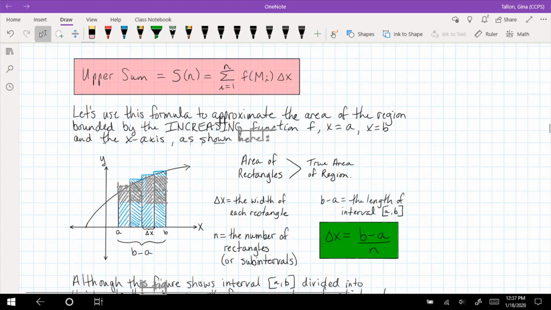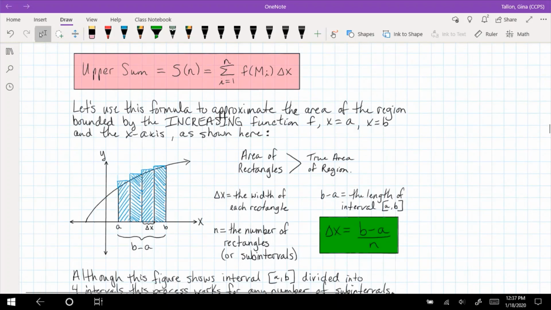We're going to talk about an upper sum. An upper sum is denoted with a capital S, open parentheses n, where the n is going to tell you how many subintervals you're using. And this is the summation as i goes from 1 to n of f of capital M sub i times delta x. We use a capital M sub i because we are doing an upper sum, and capital letters represent upper sums. Okay, make sure you get that.